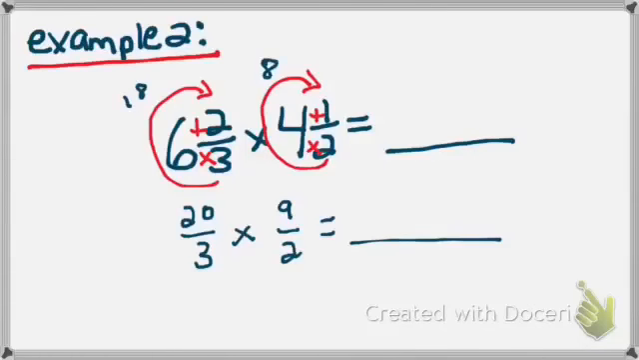So once again, I said 3 times 6 is 18, plus 2 is 20. My denominator stayed the same of 3. Then I said 2 times 4 is 8, plus 1 is 9. And my denominator of 2 stayed the same. So I have the new problem, 20/3 times 9/2 equals blank, and I can multiply fractions, so I'm ready to solve this problem.